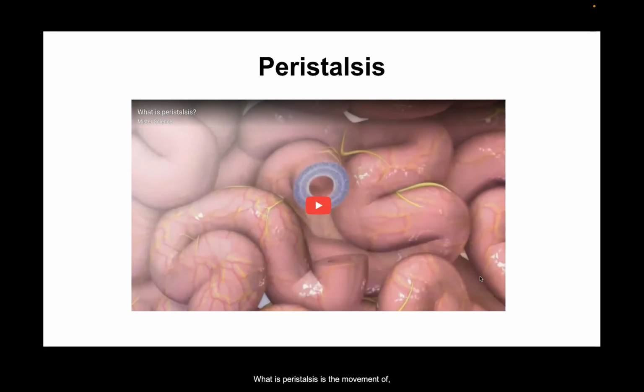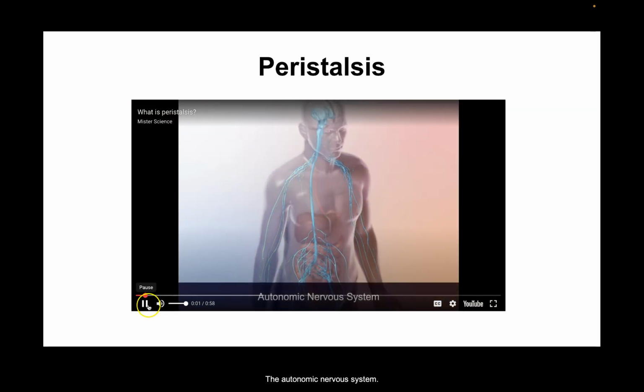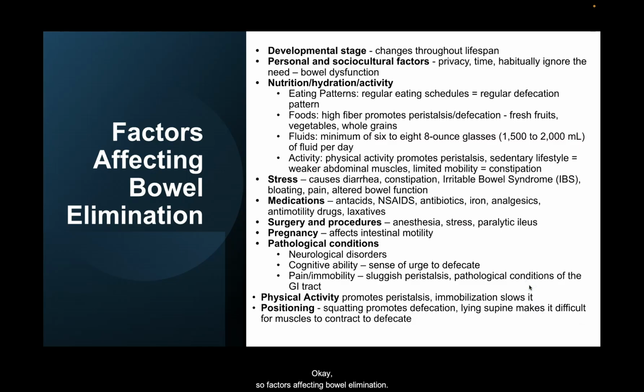What is peristalsis? It is the movement of the food through your intestine after we eat it. This is a great video. Please take some time to watch this video. The autonomic nervous system. Okay, so factors affecting bowel elimination, right?